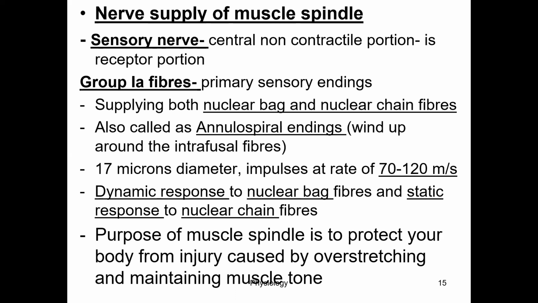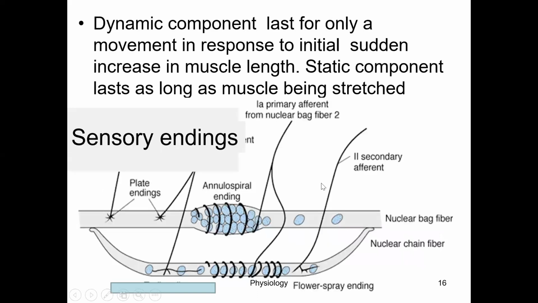So if the group 1A fiber is not there, what happens? There is a sudden stretching, and because of sudden stretching, there is an injury to the muscle. To prevent this injury, the muscle spindle is very helpful. So you can see the nuclear bag fiber and the nuclear chain fiber with the annulospiral ending. This is a group 1A fiber.